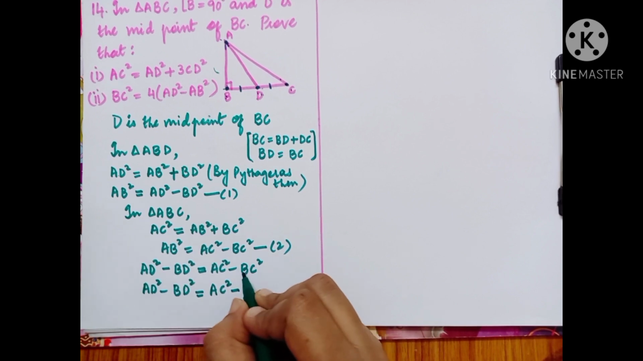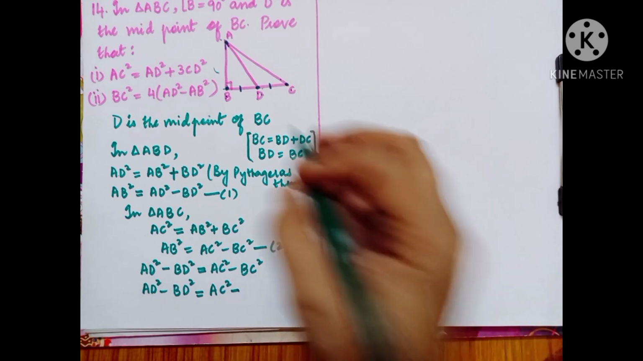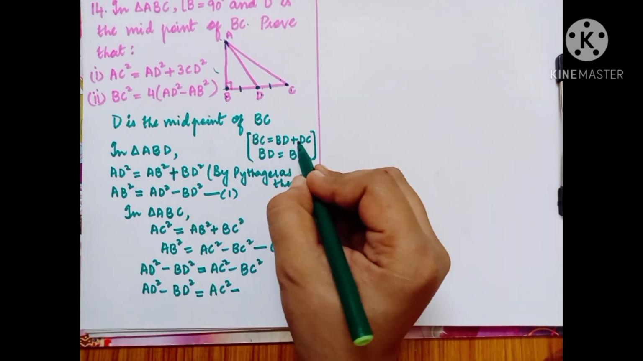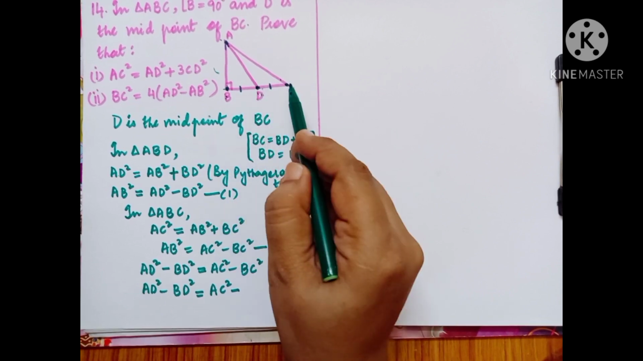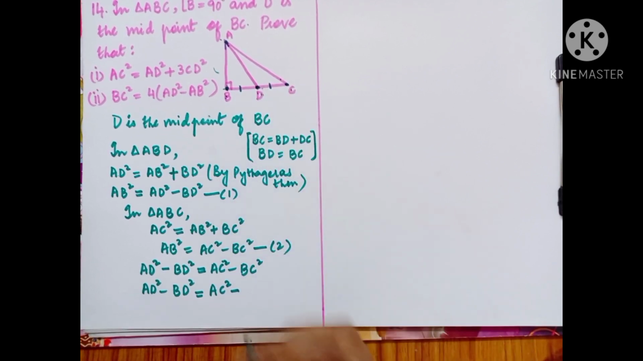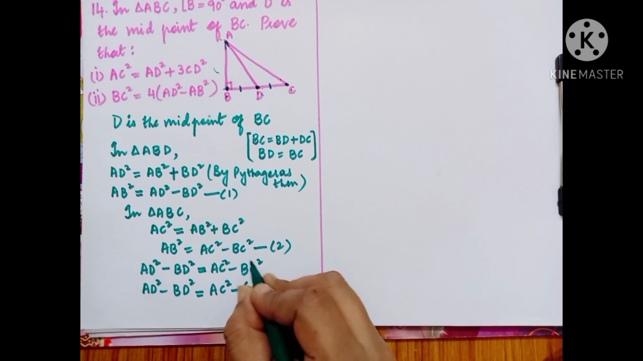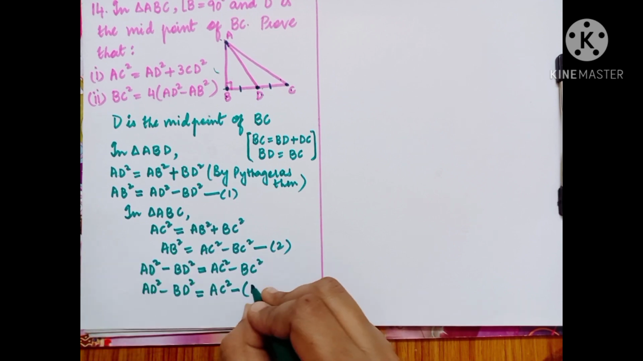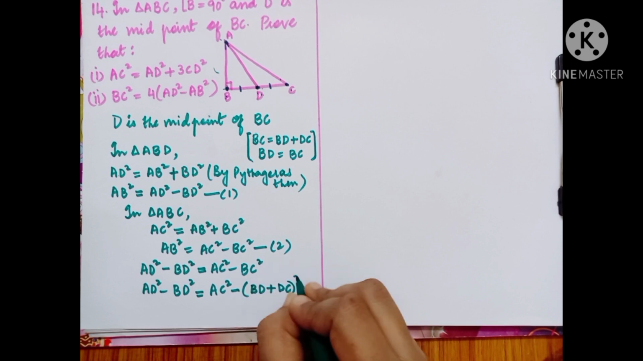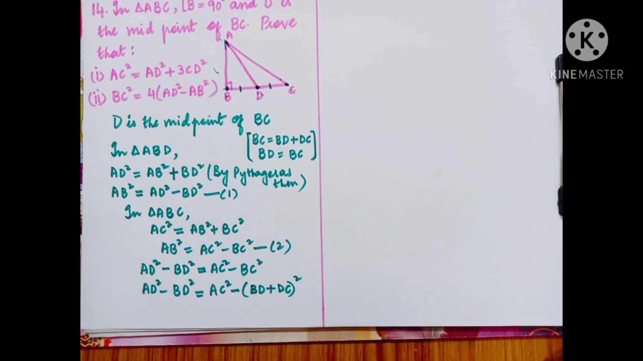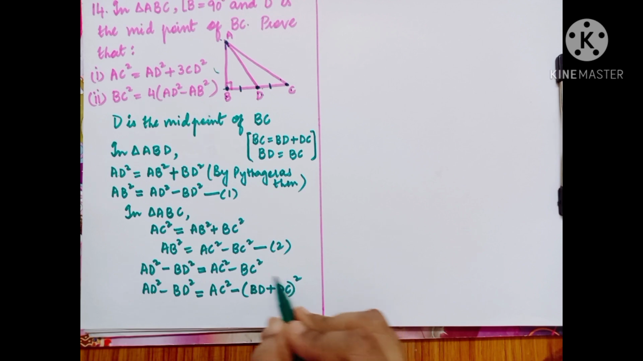How can you write BC? What is BC equal to? BC is equal to BD plus DC. We have written this. This full part is equal to this half part. So in place of BC we will write BD plus DC, and the square will be as it is. Now in the next step we will expand this bracket.